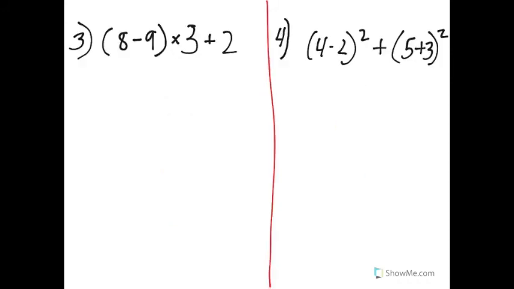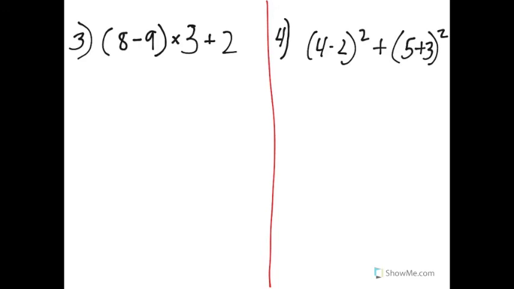Okay, you should be getting a pop-up box now for these two problems. Okay, and if you've had a chance to answer them, here is the solution. We'll look at number 3 first. So we have the quantity 8 minus 9 times 3 plus 2.